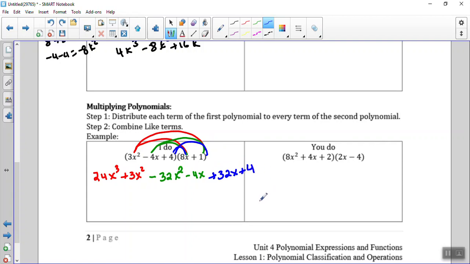And then now, after you finish all of this, you just combine your like terms. So you have x cubed with nothing else, so I'm just going to write that by itself. Let me put the squares together. So 3 minus 32, that is negative 29x squared. And then put the x's together: negative 4x plus 32x, so that is 28x. And then bring down the 4. That's my final answer.